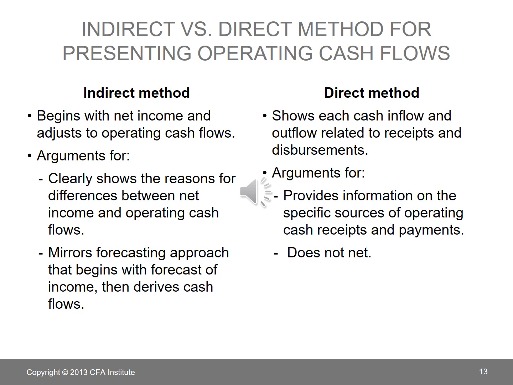Just as information on the specific sources of revenue and expenses is more useful than knowing only the net results, in this case the net income, the analyst gets additional information from a direct format cash flow statement. The additional information is useful in understanding historical performance and in predicting future operating cash flows.